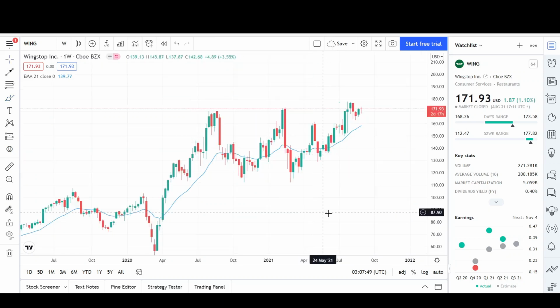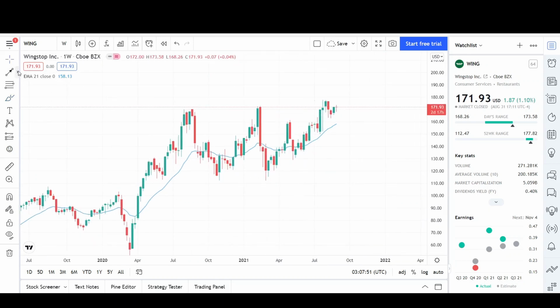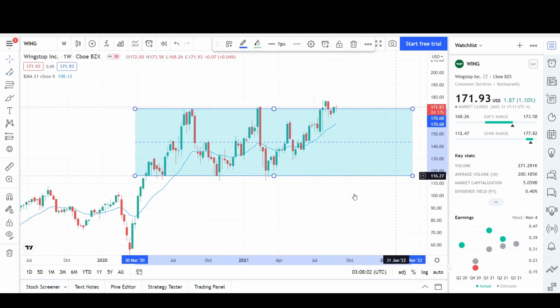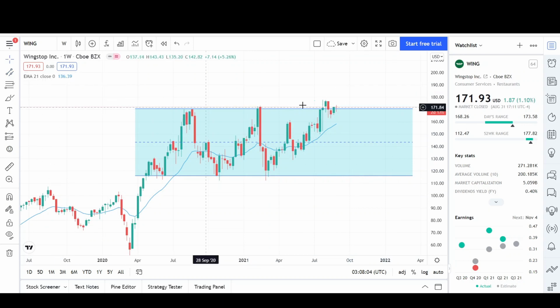So here we have the weekly chart for Wingstop, and these are the range highs and lows that I was talking about. So the highs are at the 170 level, so pretty much we're right at the highs, and the lows are the 116, 115 level. So it doesn't really look good for the price action because we're near the highs. You kind of want to buy low and sell high.